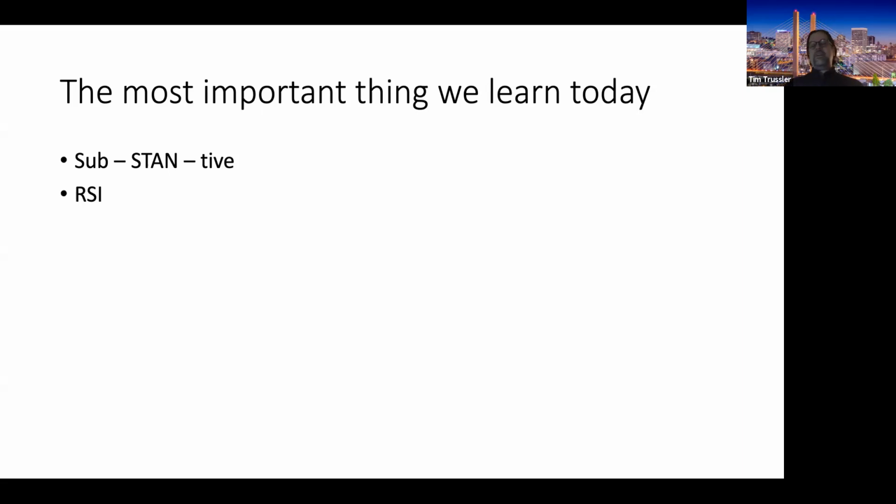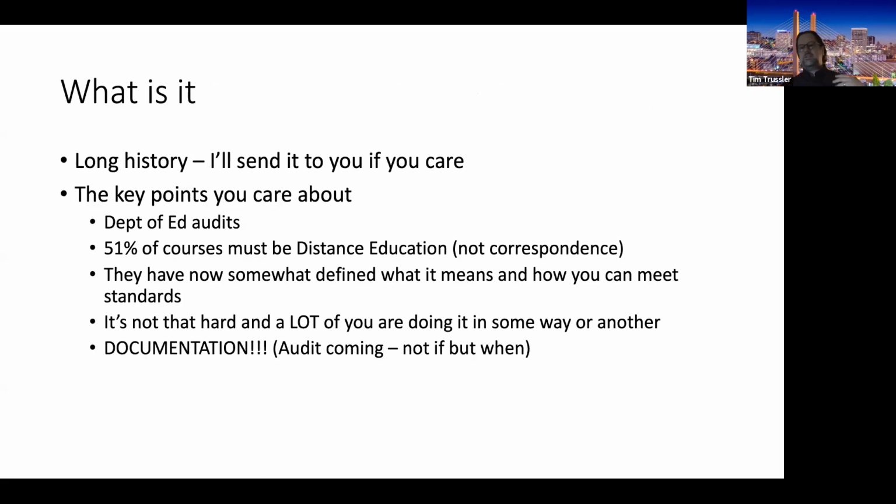But to make life much easier, rather than saying regular and substantive interaction 570 times, please feel free to use the initials RSI as we're talking about it. So I may say you can add RSI to your class by doing that. That takes a giant mouthful of syllables out of your words and makes it much easier. Okay, so what is it? There's a long history of it. It goes back a couple of decades.